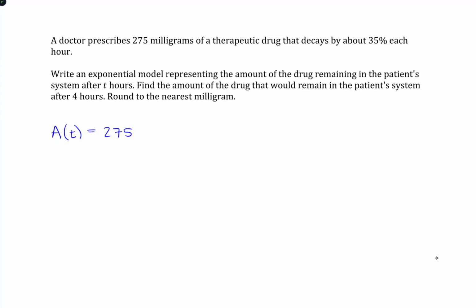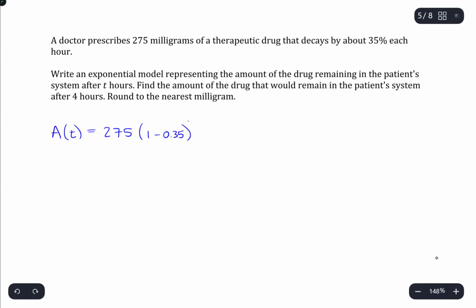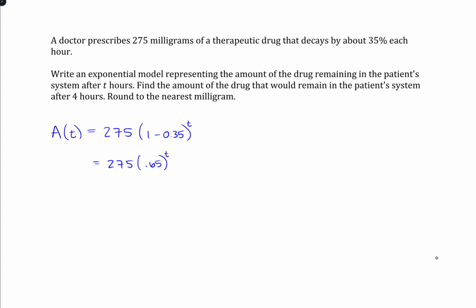If you want it to increase, like if it increases by 5% per hour, kind of like with a bank account, you make the multiplier 1.05. But if it's decreasing, you take 1 minus whatever that decreased amount is. So we could say this is (1 minus 0.35) to the t. So we can easily say this is 275 times 0.65 to the t. And that's a great exponential model for this principle.